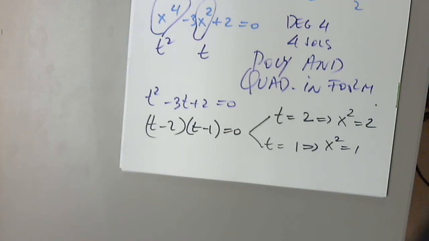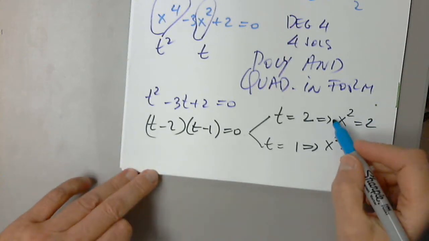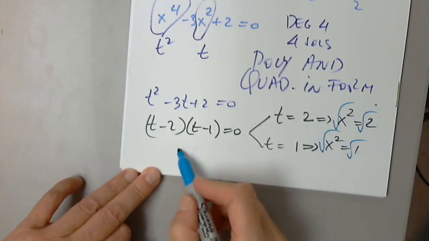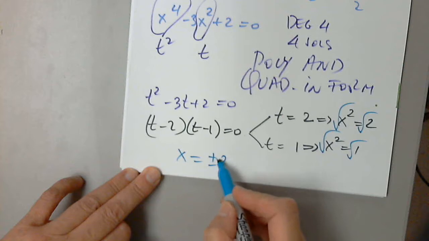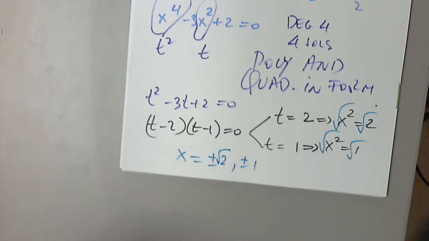We can never forget that we need to take the square root, and we will not forget the plus or minus. If we forget the plus or minus, we will not get 4 solutions total. So take the square root, and then we get x equals plus or minus the square root of 2 and plus or minus 1. And that's as expected, 4 solutions.